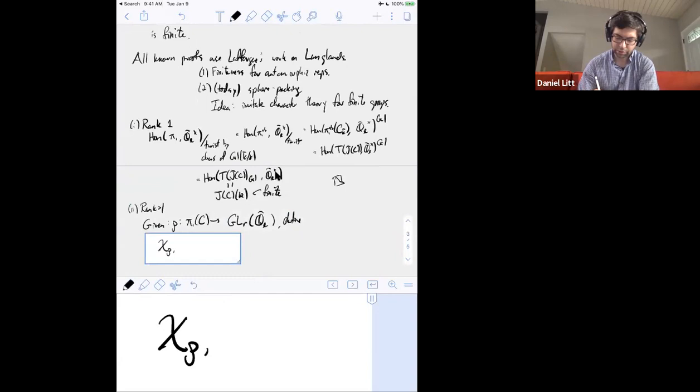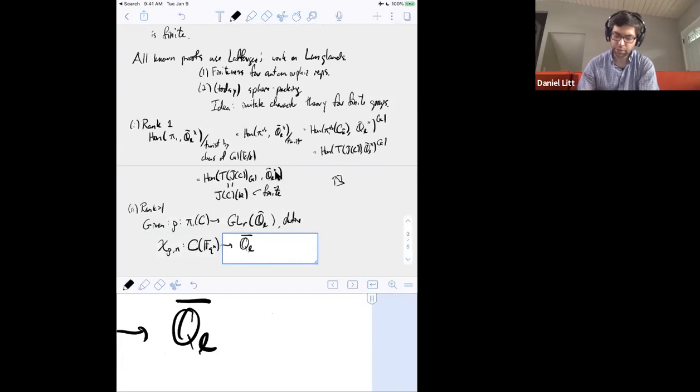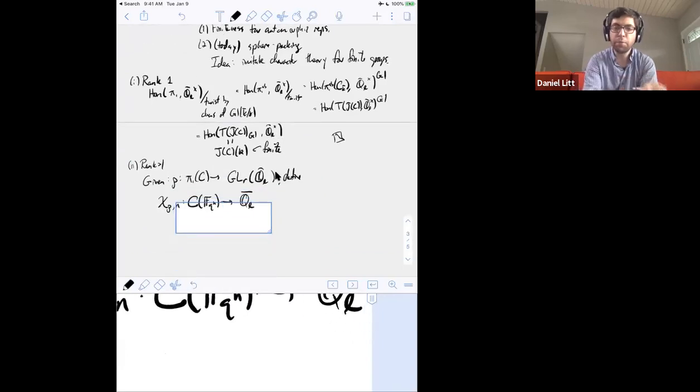The character, and there will be one for each integer n, will be a function from the F_q^n rational points of our curve C to Q_ℓ bar. And what it'll be, well, if we have a point of a curve valued in F_q^n, that's a map from Spec F_q^n to C, right? So if you take the image of the Frobenius under that map, you get an element of π1 of C, which is called the Frobenius at x.